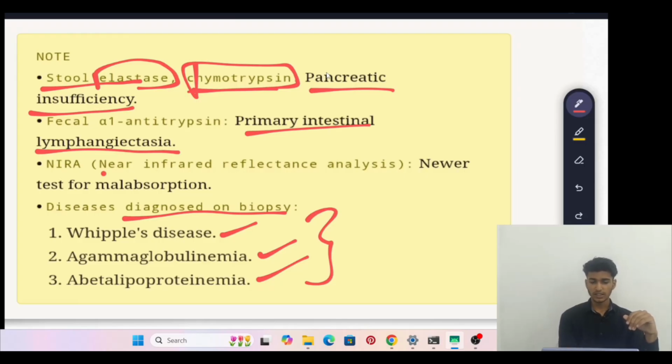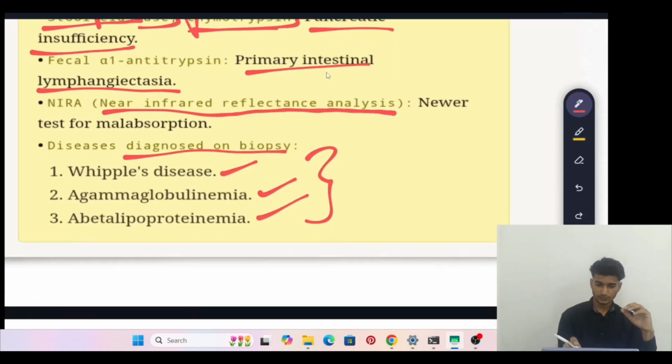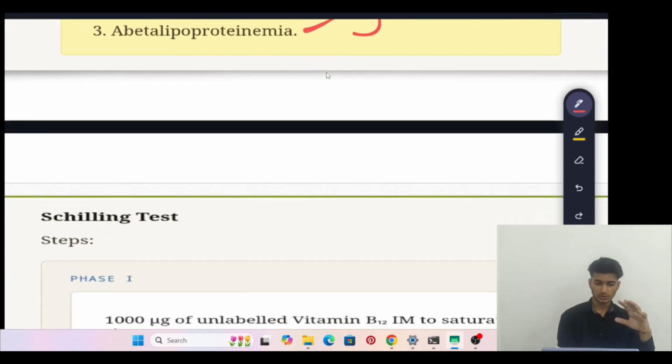And there is the near infrared reflectance analyzer. In this, we give infrared and find how many fat molecules there are, and what the structure of the fat molecules present inside the stool is. This is all about the tests.